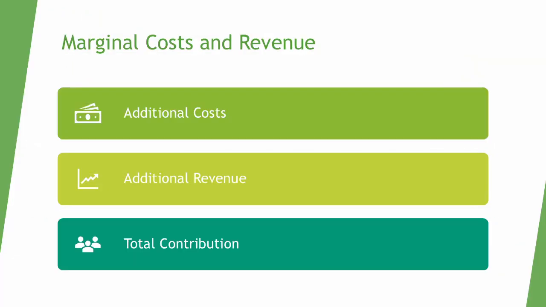Marginal costs are the additional costs of producing one extra unit of output. Marginal costs are calculated by finding the change in total cost when output increases by 1 unit. Marginal revenue is the additional revenue gained from selling one extra unit of output. Marginal revenue is calculated by finding the change in total revenue from selling one additional unit.